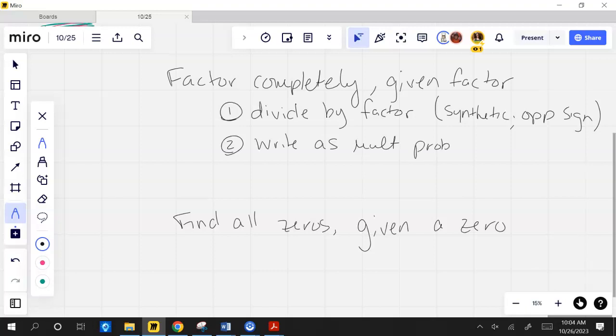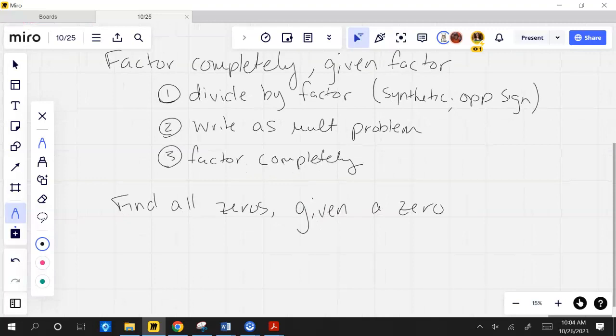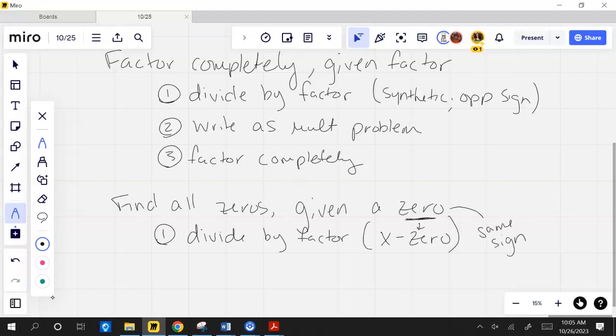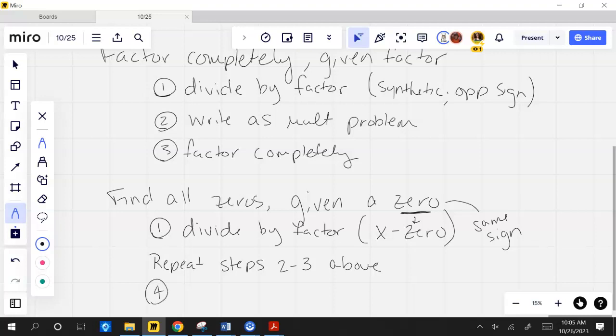Write as a multiplication problem. And then factor completely. But if I'm finding all zeros given a 0, I'm still going to divide by a factor, but the factor this time, since I wasn't given a factor, is x minus this 0 that was given, okay? And when I do that, it's the same sign as the 0. And then I am going to repeat steps 2 through 3 above, and set equal to 0.